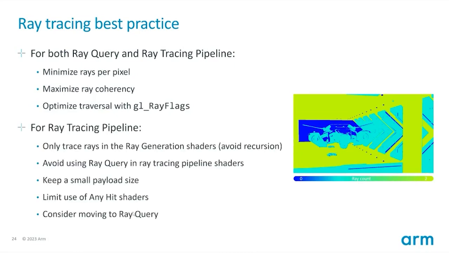And for the ray tracing pipeline in particular, there is also some advice to run faster. We don't recommend doing recursion or doing ray queries within the ray tracing pipeline. And maybe just try using rayquery, as I mentioned earlier. That might give you more options to optimize. And for the effects that I talked about, we could do all of them with both pipeline and rayquery and get the same result.